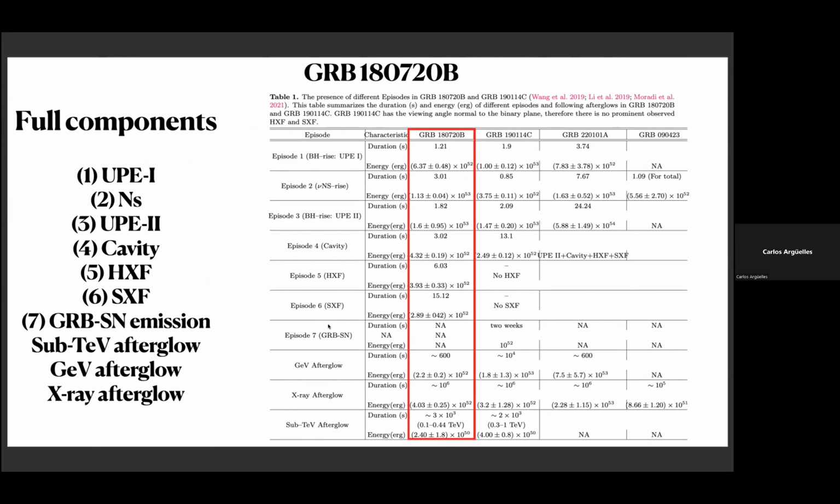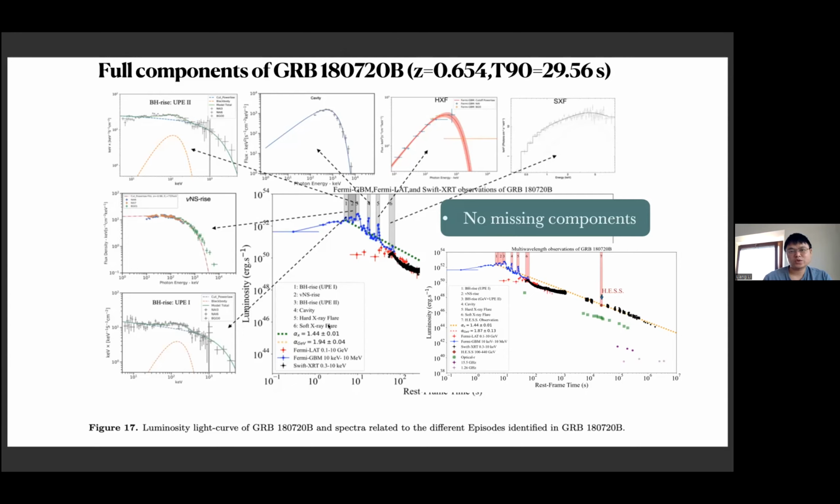This is another burst with type emission, like 1807-20B. We observed all the episodes in this burst. This burst is also very close by, with redshift 0.6. The duration in the rest frame is 29 seconds. Similar to 147, we observed the UPE1 phase, neutron star rise, and the UPE2 phase, then the cavity, the X-ray harder and soft X-ray flare. We also observed the multi-wavelength emission afterglow, like the X-ray afterglow and the gigaelectronvolt afterglow emission for this burst.